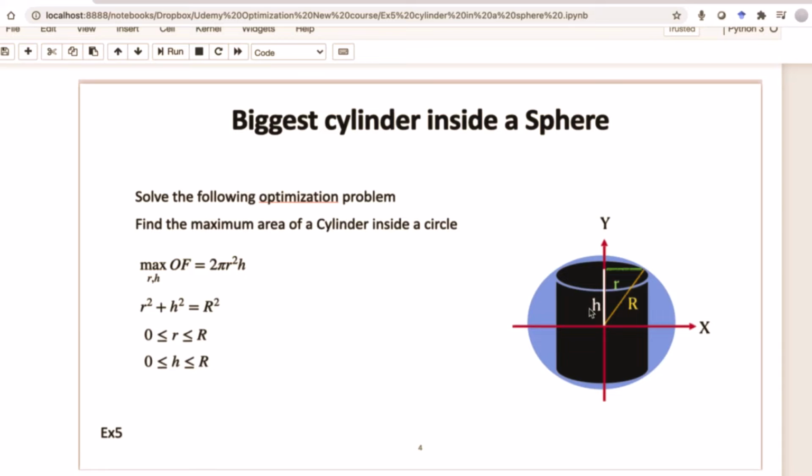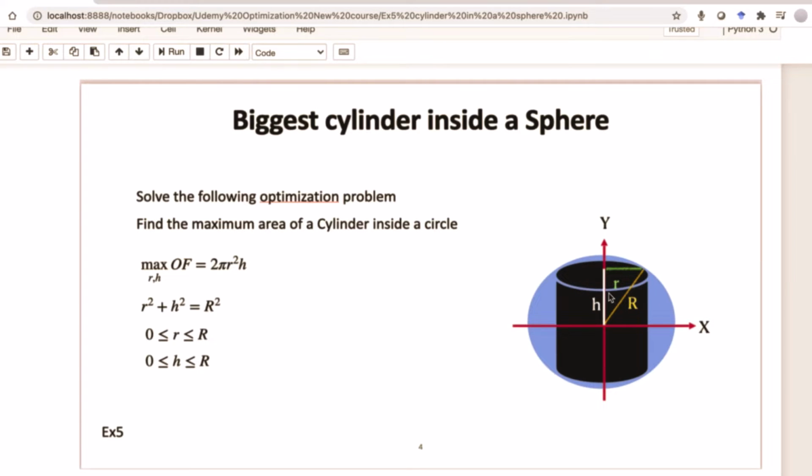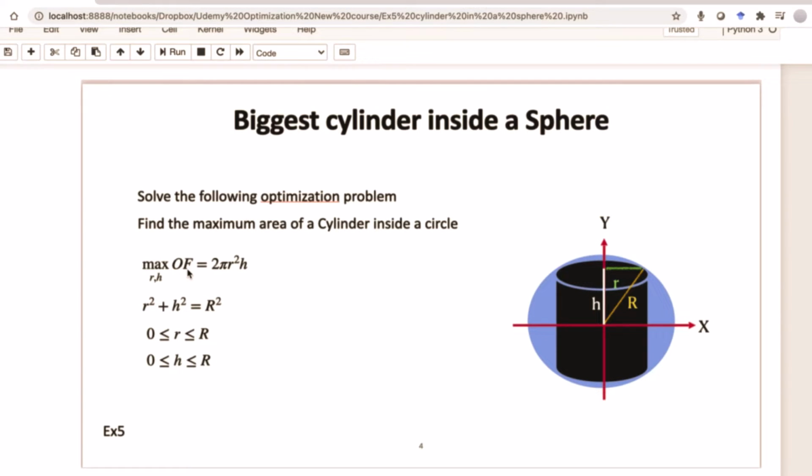So this h is actually half of the total height of that cylinder, okay? And the volume of that half is equal to h multiplied by the area of this circle. The area of that circle is pi r square, and multiplied by h gives you the volume of this side of the black cylinder, and you multiply by 2 to get the whole volume of the cylinder. So the objective function will be OF = 2 pi r square multiplied by h, and the decision variables are r and h.